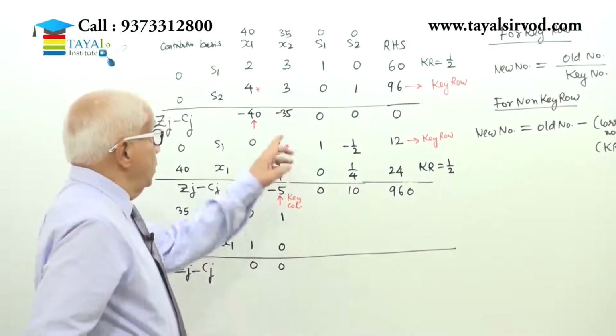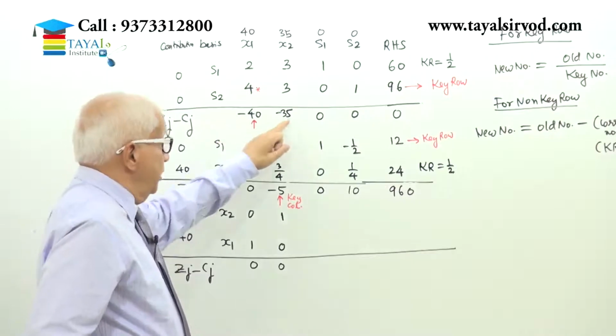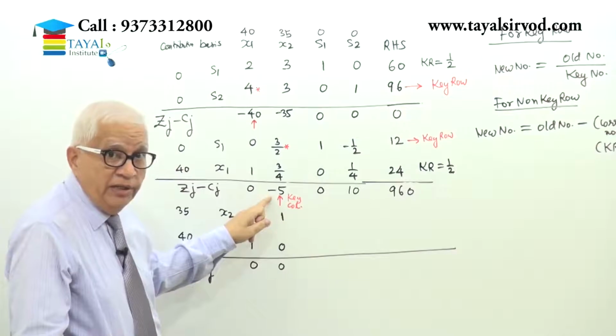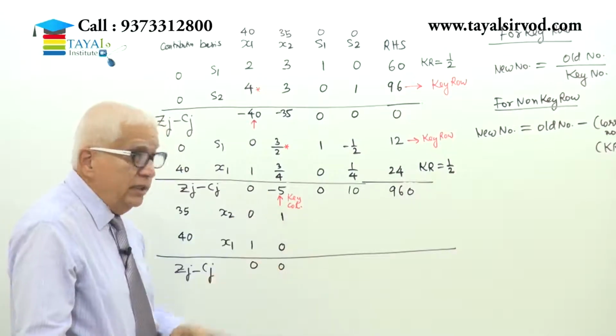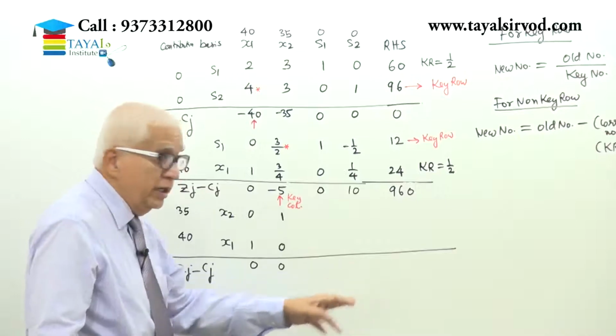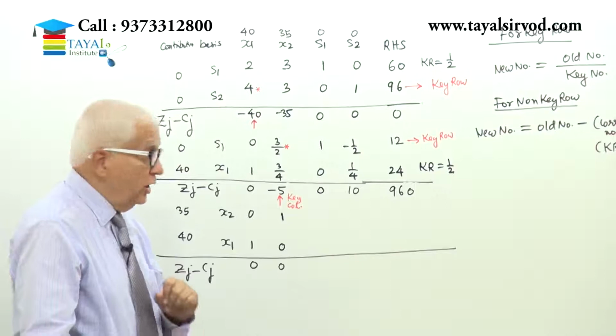Of course, now we removed this negative number from the index row. Now this number coincidentally became -5, so we are now trying to remove this negative number in the index row, but it does not mean that necessarily the next solution will be optimal, because a new negativity may come here or here. We do not know as of now. So we'll come to know, we'll see that shortly.